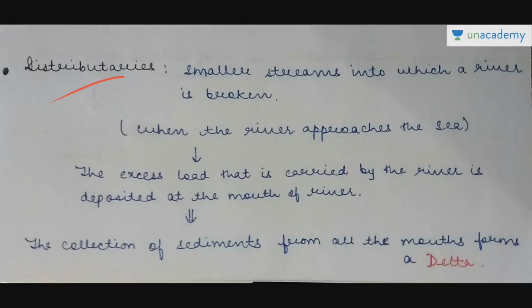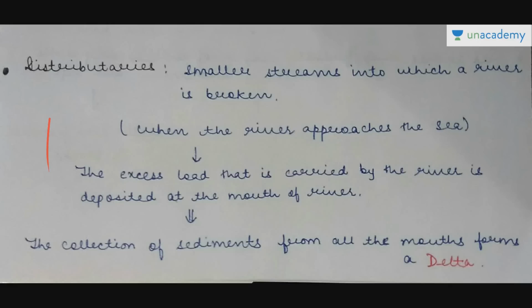Now we have the concept of distributaries and tributaries. See, there is a difference between these two words. Tributaries are when a main river is flowing and some smaller rivers or streams join it. Distributaries are when a main river is going and it gets broken into smaller streams. Those smaller streams are known as the distributaries. However, when smaller streams join a main river, that is a tributary.